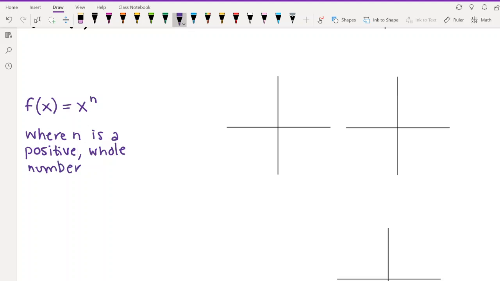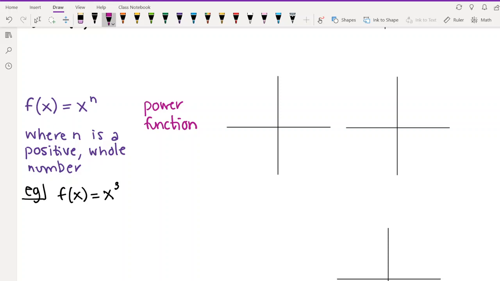An example of one of these functions could be f of x is equal to x cubed, or f of x is equal to x to the 4th power. Those are examples of this type of function. This type of function is what's called a power function, because you're taking x and raising it to a power.